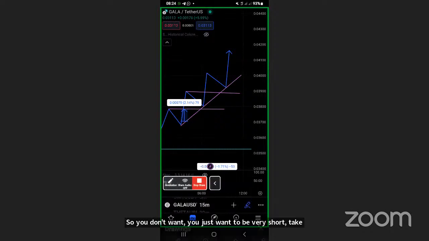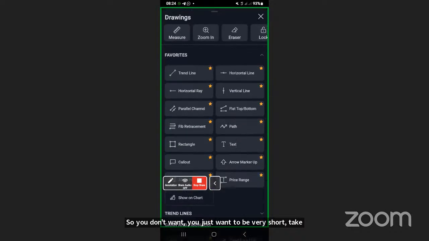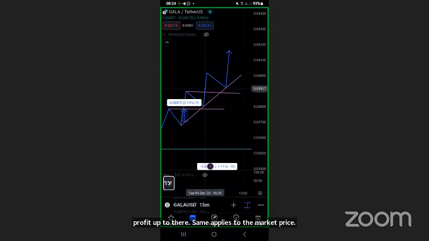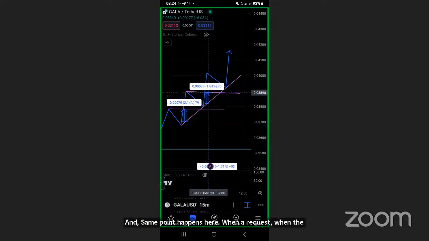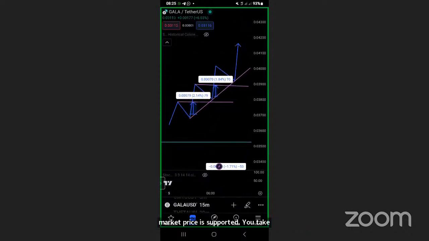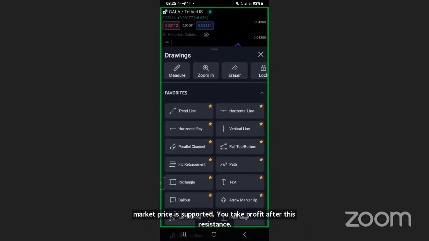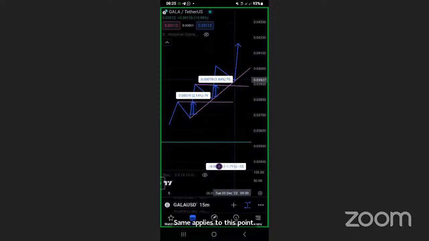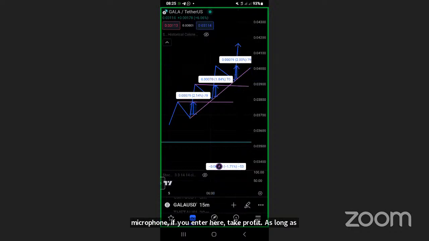Same applies to the market price. And the same point happens here. When market price is supported, you take profit up to this resistance. Same applies to this point. If you enter this market price, if you enter here, take profit. As long as you confirm there's a reversal, that's how you take profit.